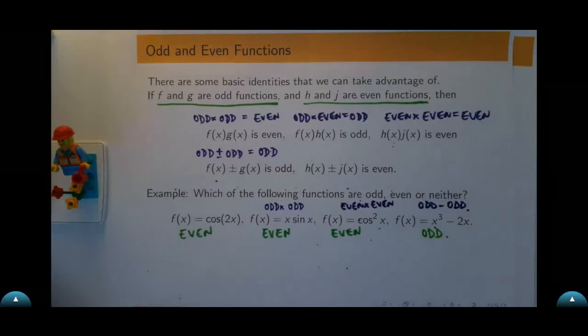Oh, Serena, yes, you can have functions that are neither. Great question. So you can have a function that's not odd or not even. They don't satisfy any of these properties. So don't be fooled. Sometimes functions don't have any of these properties, right?